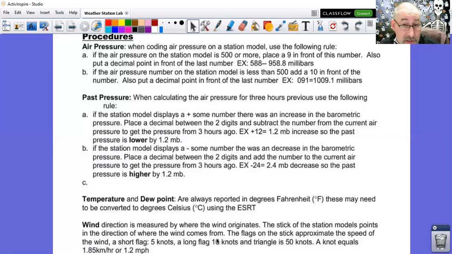Wind direction, we already discussed: the wind direction is going into the circle, and then we name it from where it's coming. And of course, the flags tell us our speeds. One thing that I didn't show you on there, a triangle on the flag is equal to 50 knots. Of course, a knot, which is a nautical mile per hour, is equal to 1.85 kilometers per hour, or 1.2 miles per hour. We're just going to put everything in knots. Keep it simple.